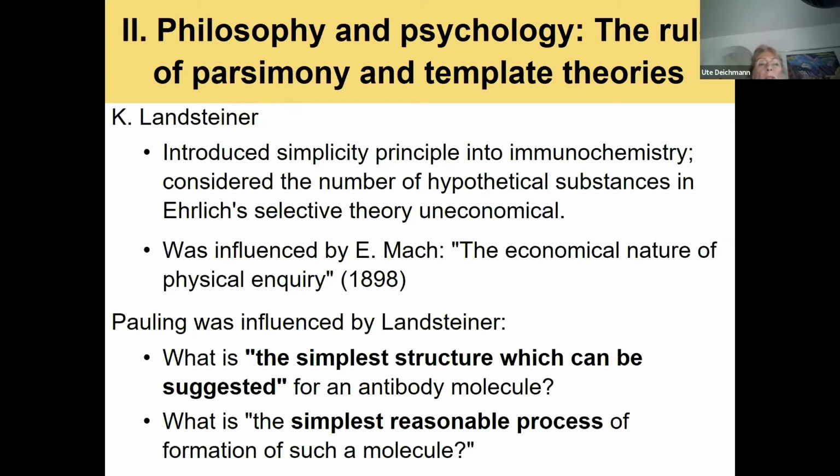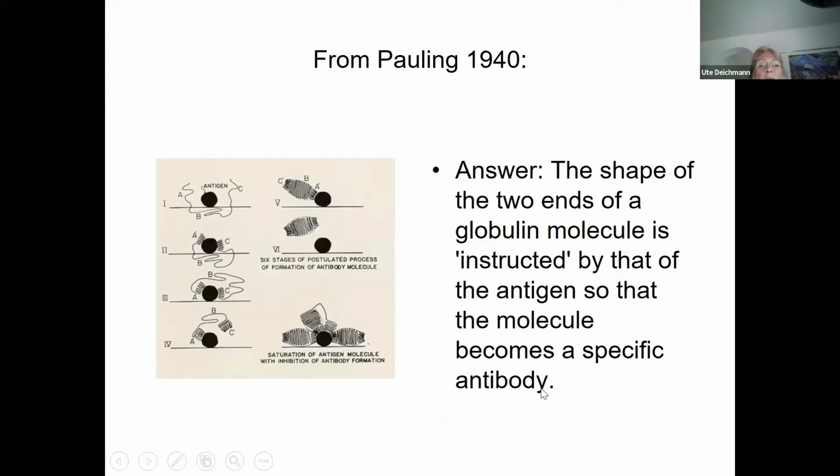And Pauling himself again was influenced by Landsteiner, and as a result of his reflections on antibody production, he asked, what is the simplest structure which can be suggested for an antibody molecule, and what is the simplest reasonable process of formation of such a molecule? And the answer he gave, you already saw in the paper, in the picture which I showed before, the answer was that the shape of the two ends of a globulin molecule is instructed by that of the antigen so that the molecule becomes a specific antibody.